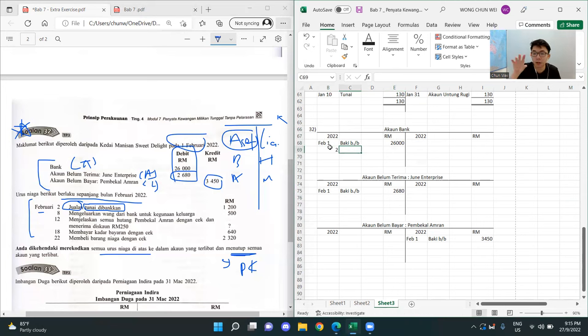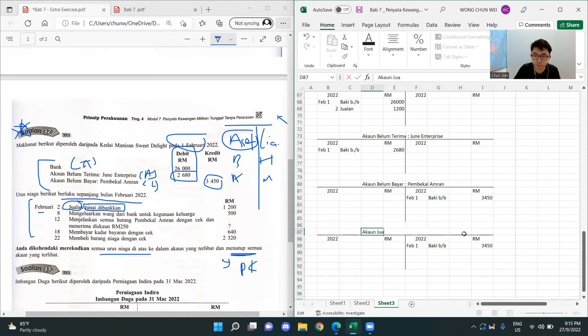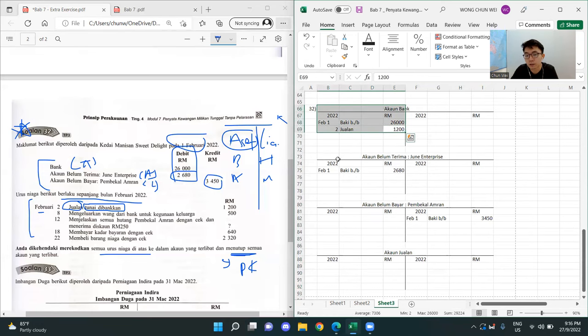So February 2. So money ini from where? Duit wang ini dari mana? Daripada jualan. Because you jual barang. So here is you letak dalam account jualan. 1,200. So if you have a jualan, you mention jualan, maksudnya I have to buka account jualan lah. So tadi saya debit bank, so I have to credit jualan. Boleh faham tak? If yes, give me an F in the chat box if you faham. So this one I already taught you guys before in Bab Lima. If you still remember. Very simple thing. Okay, so you can see debit bank, and credit jualan.